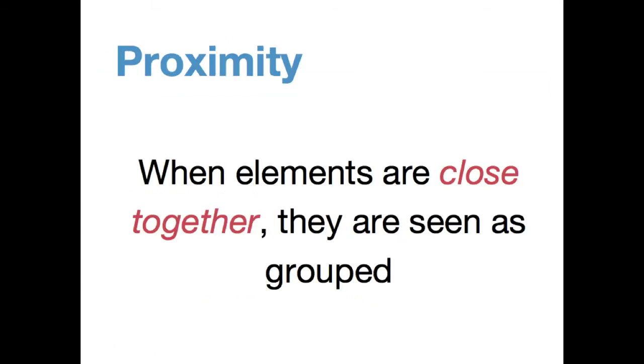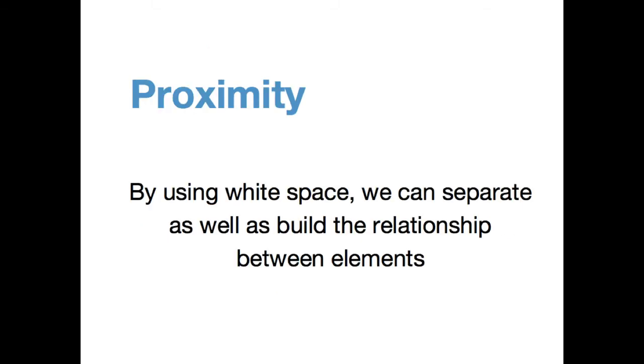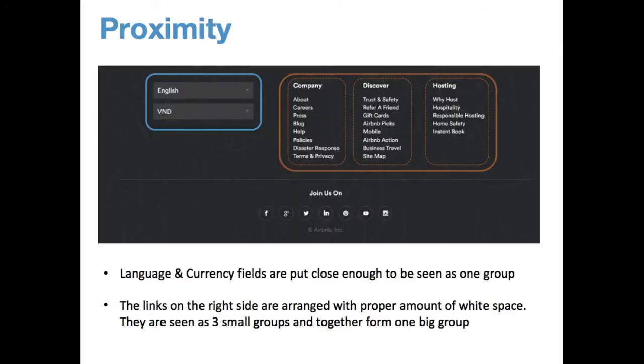Okay. The next Gestalt principle is called proximity. When elements are close together, they are not the same, but they have a relationship because they are close together. Okay, proximity. By using white space, we can separate elements as well as build relationships between them. So you see this, they are not the same. English and language, language and currency are not the same, but they are put together as one group, right? They have a relationship.